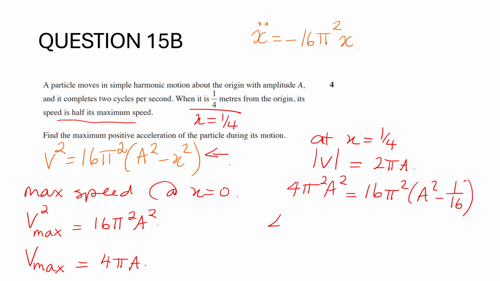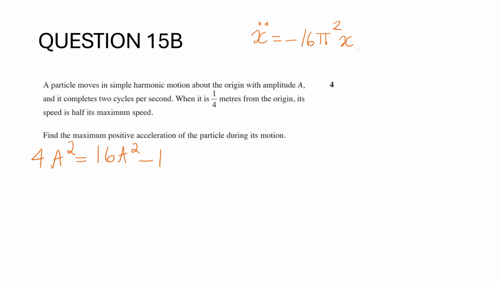So these pi squareds can go. 4a squared is equal to 16 a squared take 1. And so 12a squared is equal to 1. A squared is equal to 1 over 12. Amplitude is only ever positive, so it is 1 over 2 root 3.